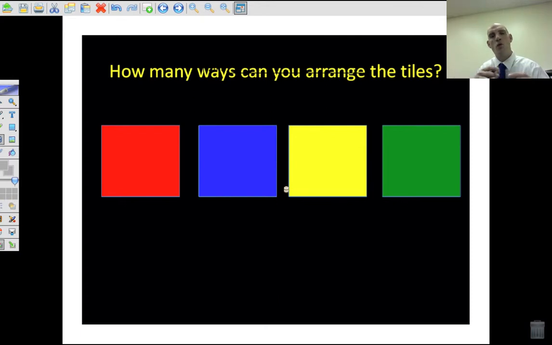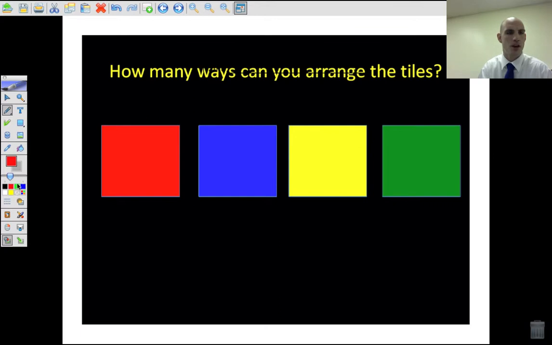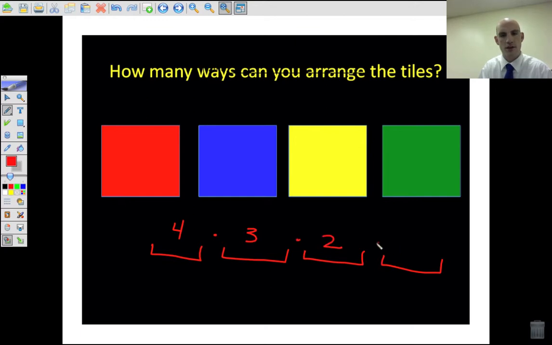Permutations is talking about how many ways you can arrange things. If we think about these 4 tiles here, red, blue, yellow, green, we're going to talk about how many ways we can arrange these 4 tiles. If we think about it in terms of what we were talking about last time, we're talking about 4 distinct slots, right? There's a possibility that 4 things could go in the first slot, followed by 3, followed by 2, and there's only 1 left. So we'd have 12 times 2 would be 24 ways.